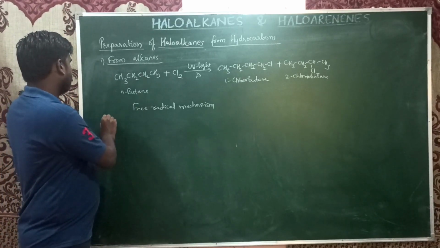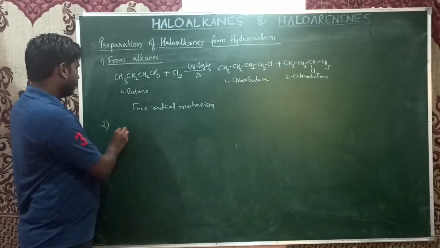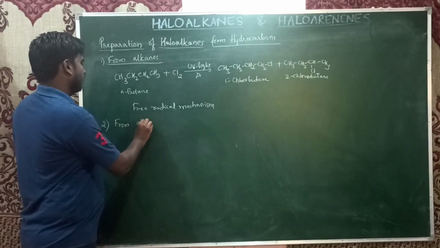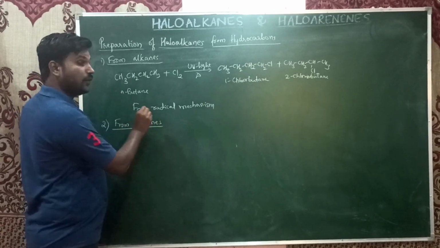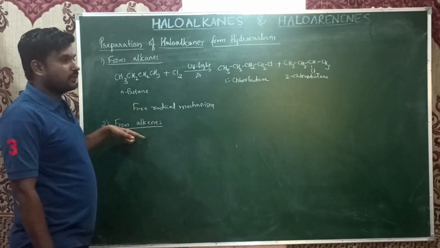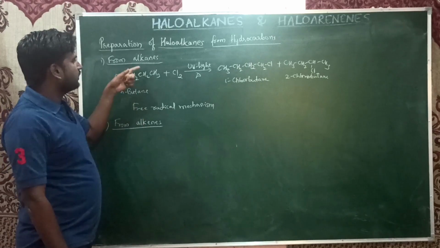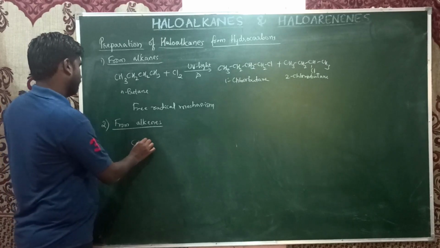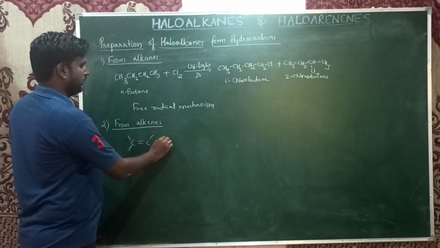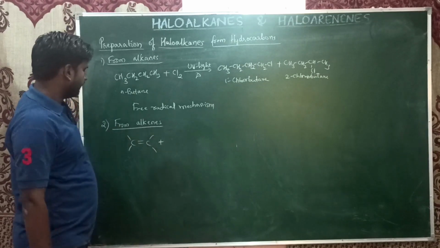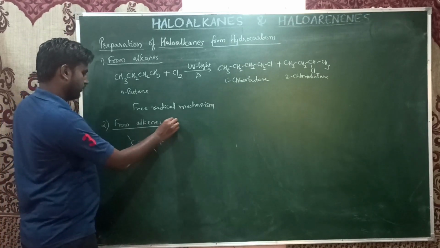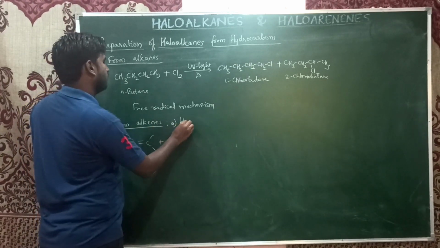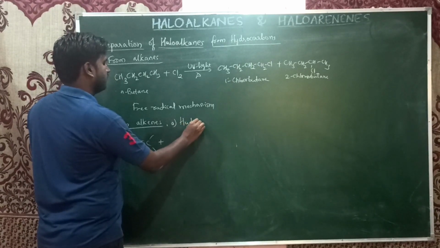The second one is unsaturated hydrocarbons, that is alkenes. That also was there in your first year. Here I am just discussing it for your knowledge. We already discussed these reactions when we studied the hydrocarbons chapter, the reactions of alkenes. So if you see an alkene, you can have two methods here. The first one is hydrohalogenation, which we already discussed in the first year.